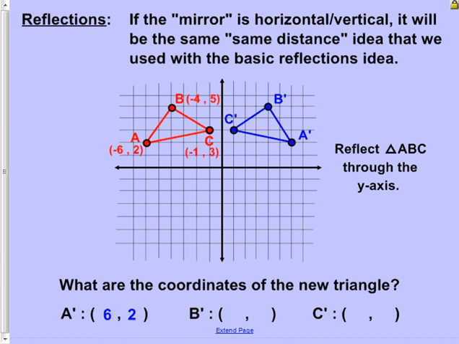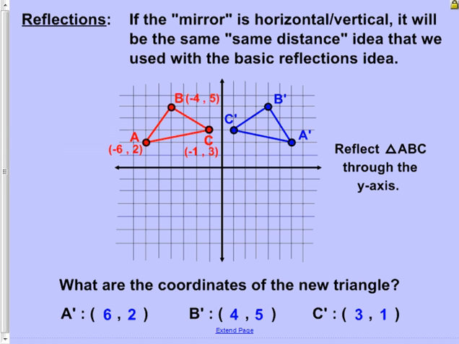Okay, how about B prime? Where does it line up with the x-axis? Appears to be +4. And how about the y-axis? It appears to be +5. So B prime should be at 4, 5. And then C prime, where does C prime line up? On the x-axis, it lines up with 1, and on the y-axis lines up with 3.